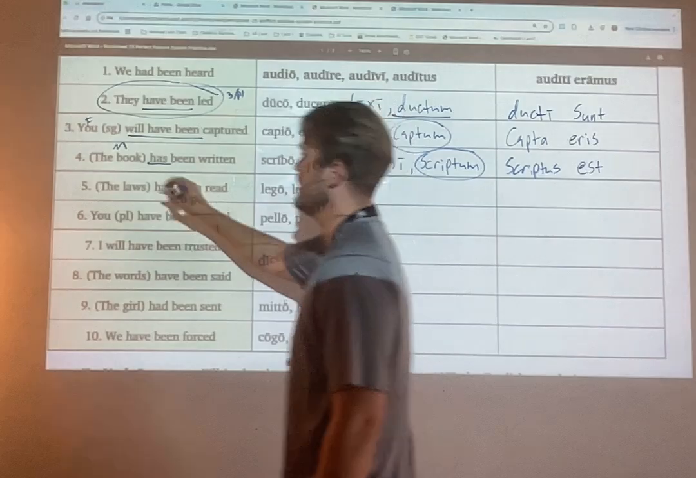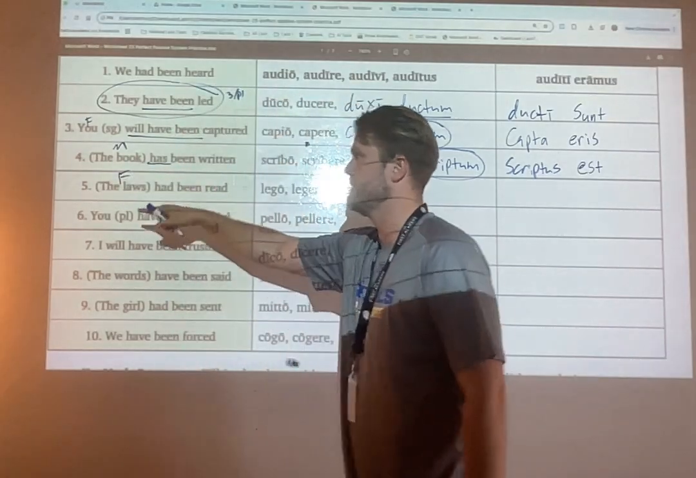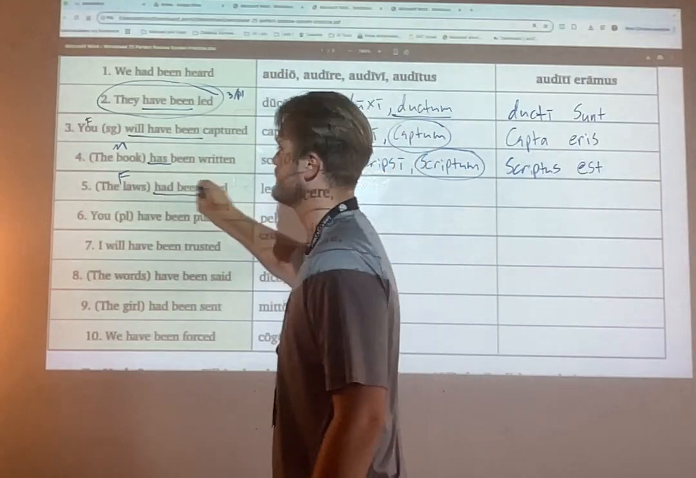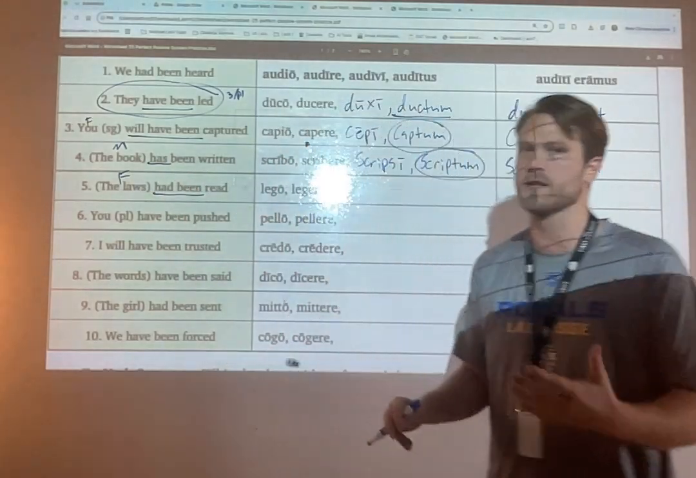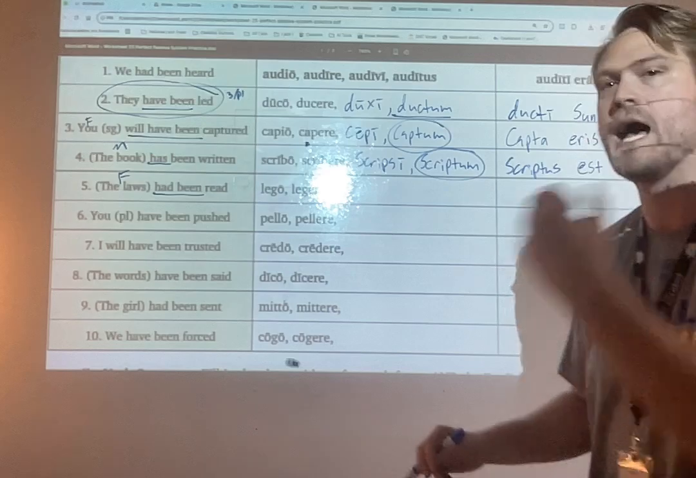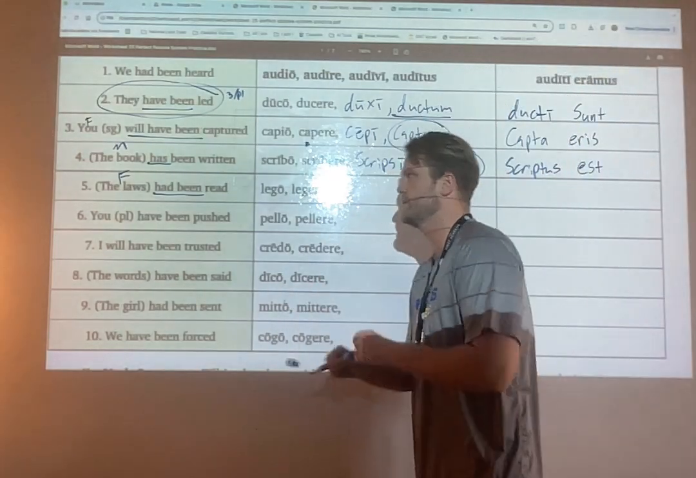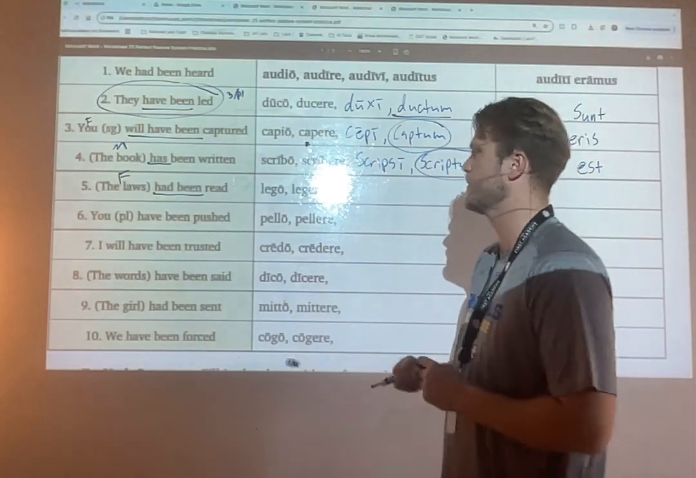All right, the word for law is feminine. So now we have feminine, and it's the laws. So it's going to end up being feminine plural. But we have a different helping verb here. We have had. That's not one of the soft ones. That's not have or has. That's the hard had. All right, so this is the pluperfect. Pluperfect always translates had. So this is pluperfect passive.